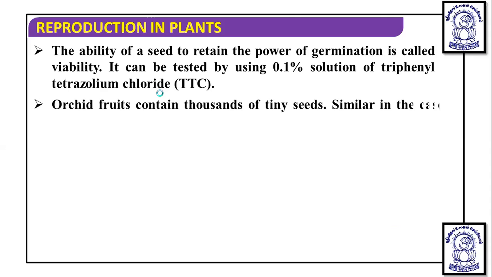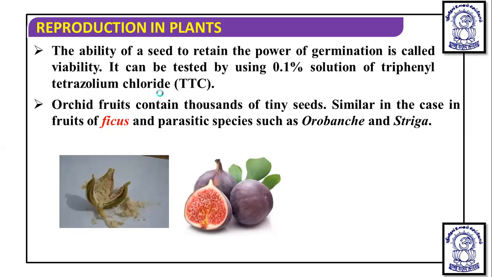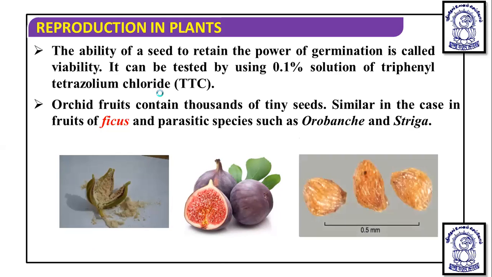Some orchid fruits contain thousands of tiny seeds, similar in the case of fruits of Ficus and parasitic species such as Orobanche and Striga. Means they have multiple seeds in a fruit. But there are so many fruits which have a single seed as well, like mango. But here they have multiple seeds. So you should remember this example. Sometimes they ask in which multiple seeds are found.